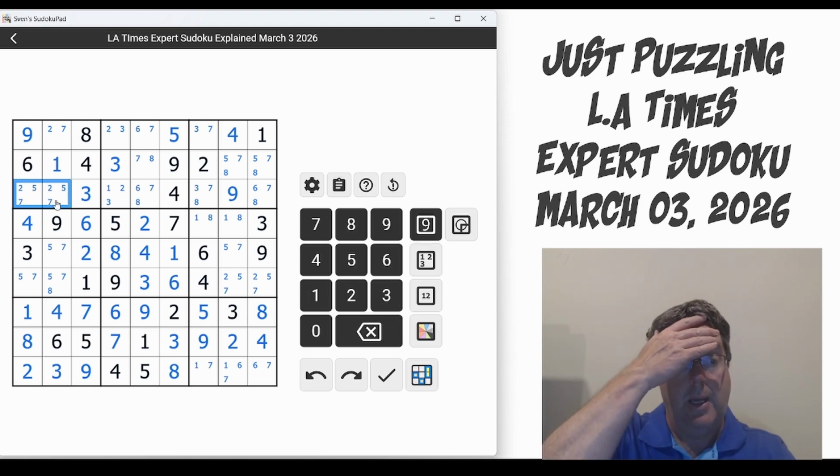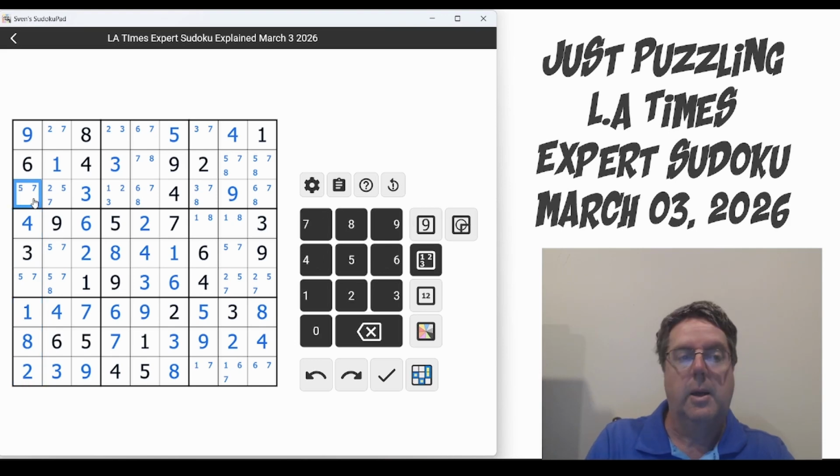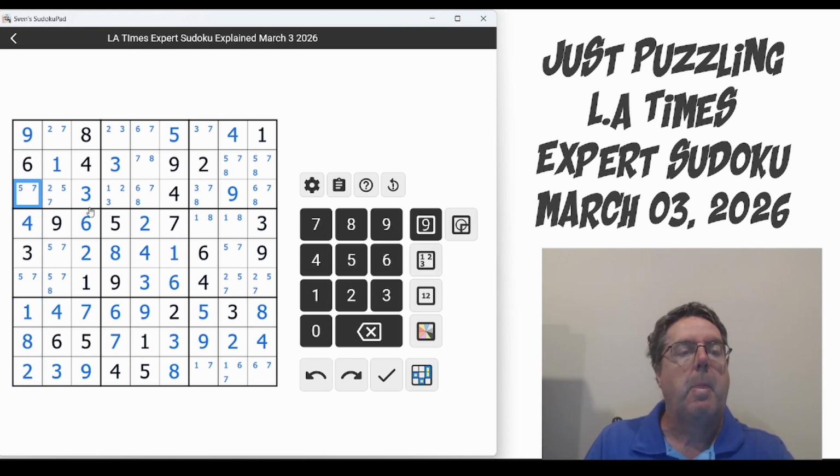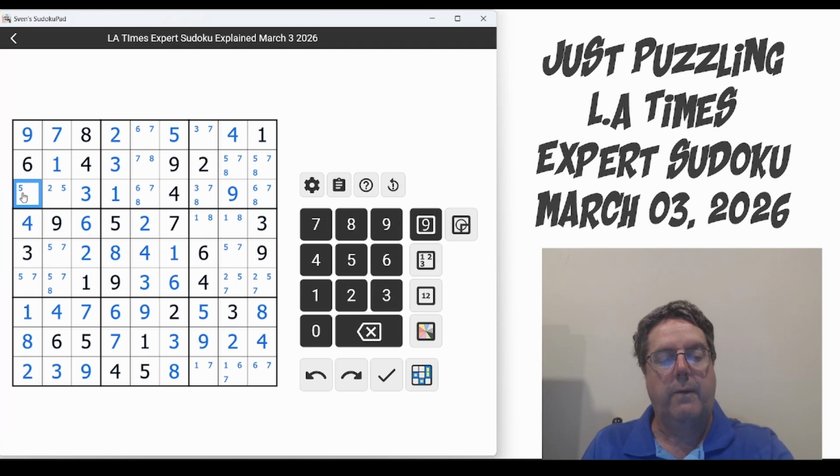And by the way, 2 comes up here, so 2 cannot be here. So 5, 7, 1, 2, so 3 can't be here. So that means this has to be a 2 and this will be a 1. Because of this here, this can't be a 2, so it must be a 7. These can't be a 7, so this has got to be a 5, leaving this to be a 2.